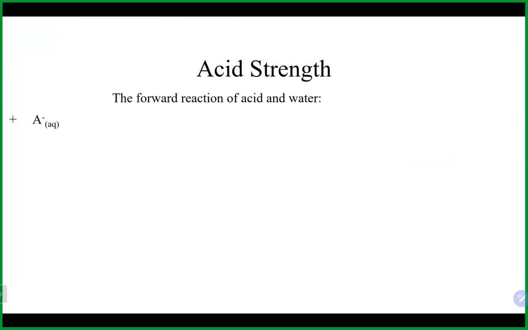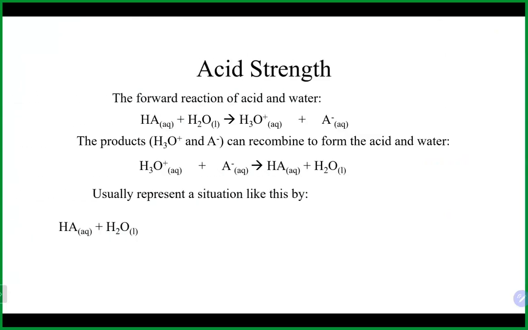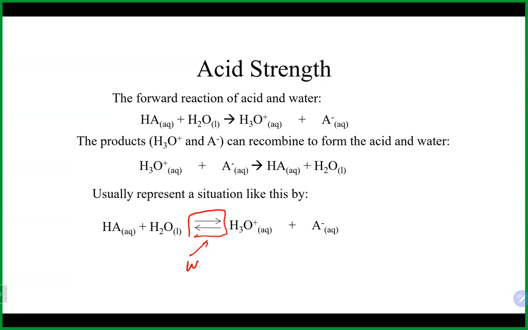Okay, then let's talk a little bit about acid strength. The forward direction of the reaction can also sometimes come backwards, and the products can make some of the reactants, and that's a reversible reaction, which we usually see with arrows in both directions. We also saw that when we talked about weak electrolytes.